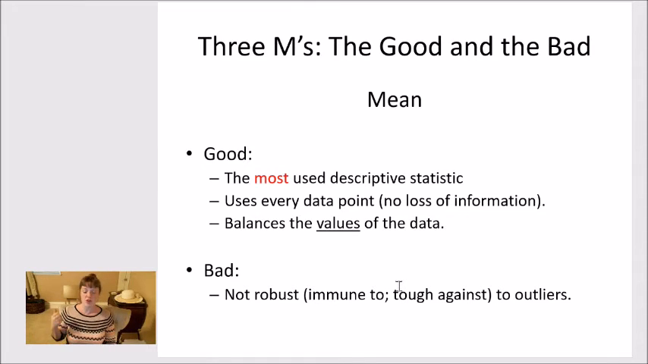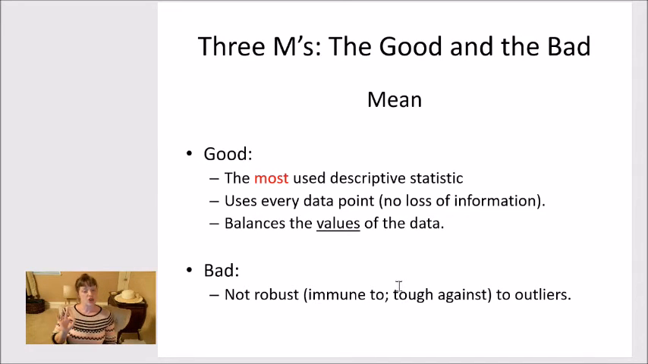The mean is the most common. It is the most common descriptive statistic. It's the one people always want to know. Students come up to me and they don't go, what was the mode exam score? No. What was the median exam score? No. Students always want to know what the average was. What was the average exam grade? What was the arithmetic mean? That is a good thing.